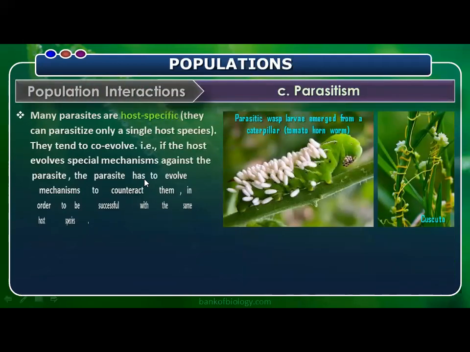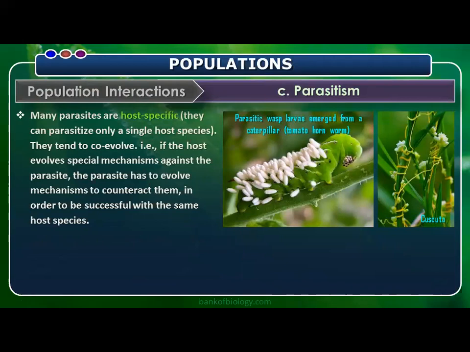Next, parasitism, which we know very well. We have a separate chapter for that. Many parasites are host specific. They can parasitize only a single host species. They tend to co-evolve. If the host evolves special mechanisms against the parasite, the parasite has to evolve mechanisms to counteract them in order to be successful with the same host species.